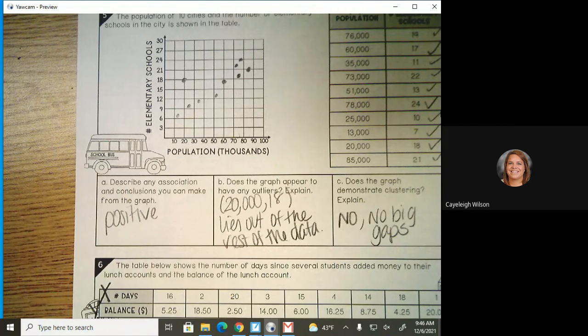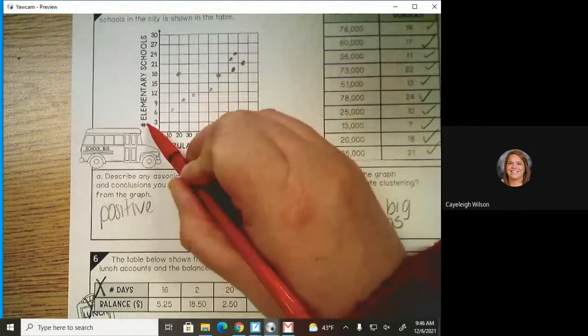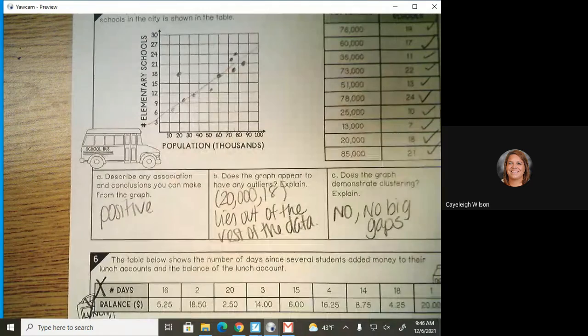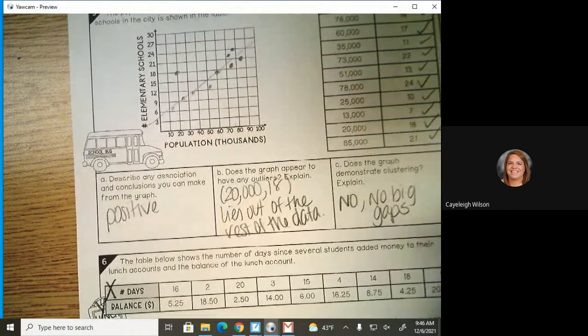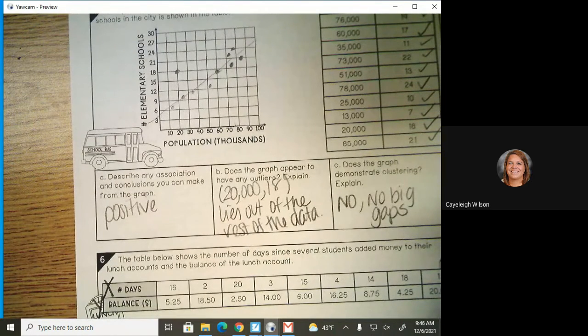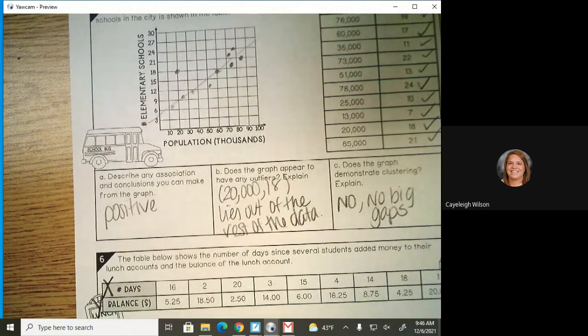It has to go positive because our association's positive. It has to go from the left side to the right side following the association. So like this one, I would have done something along that line. Okay, so that's what we're going to work on tomorrow. Tomorrow we're going to work on trend lines.